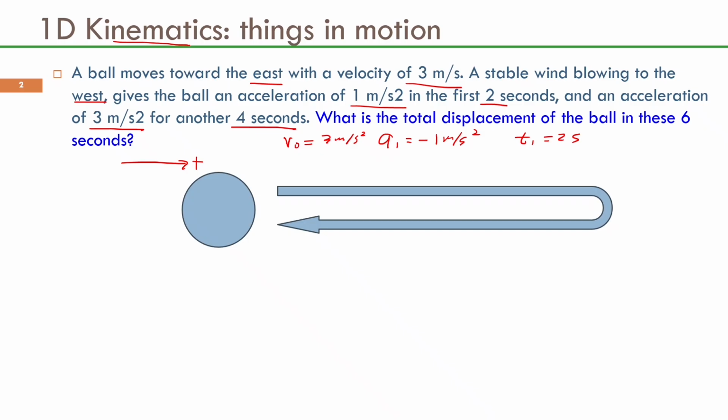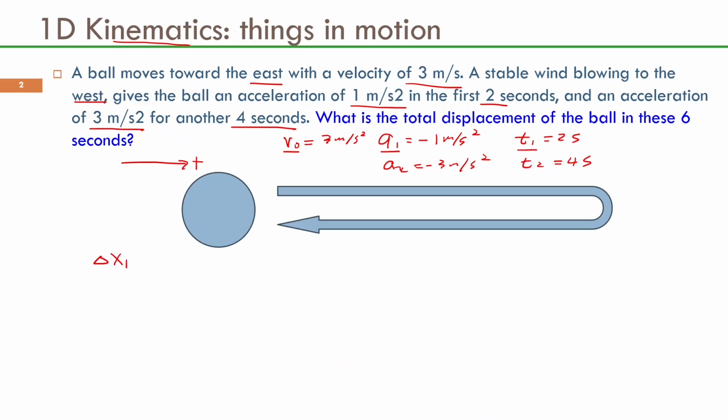For the second segment, I know the acceleration is minus 3 meters per second squared, and I know the time is 4 seconds. So in order to find the total displacement of the ball, I need to find the displacement for each segment of the motion. Let's first look at the first segment. We know the initial velocity, we know the acceleration, and we know the time. So we can use this kinematic equation.